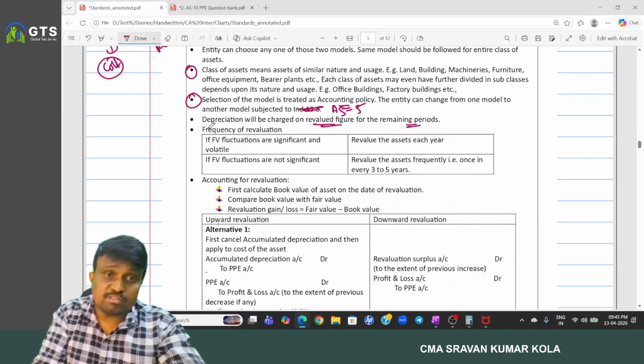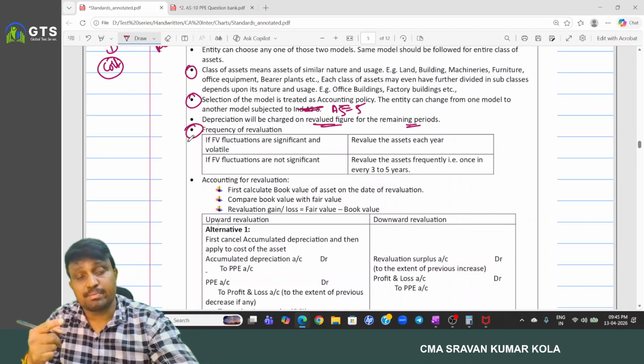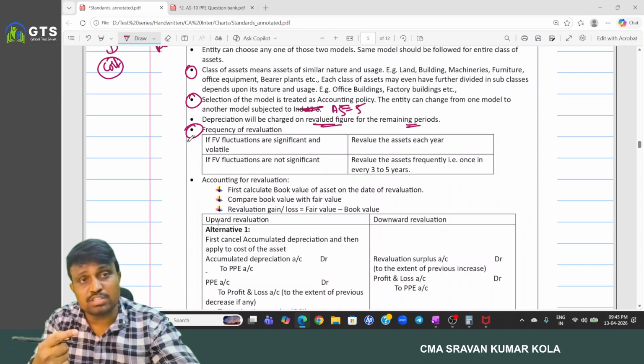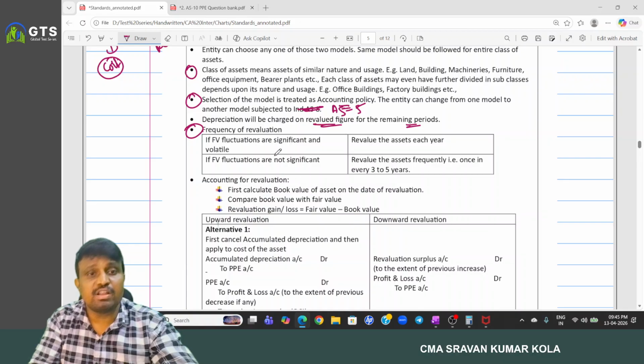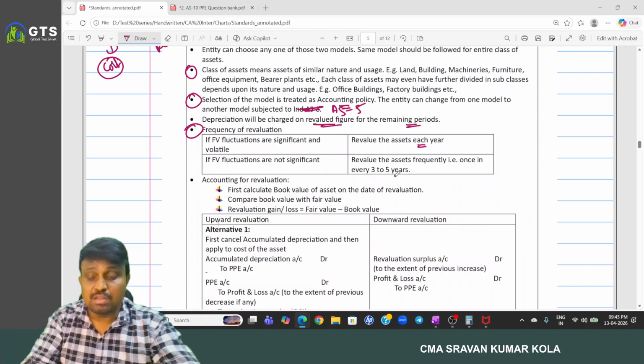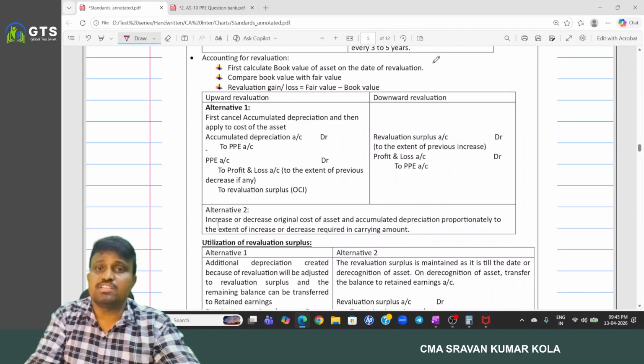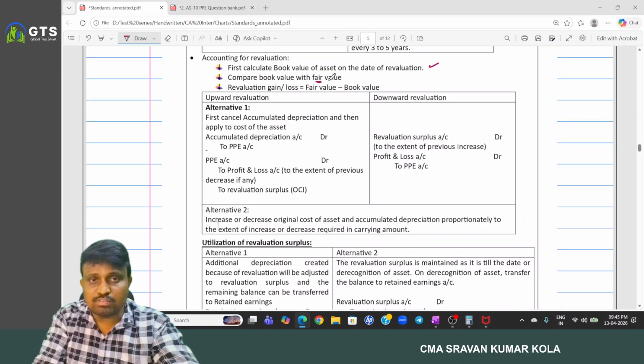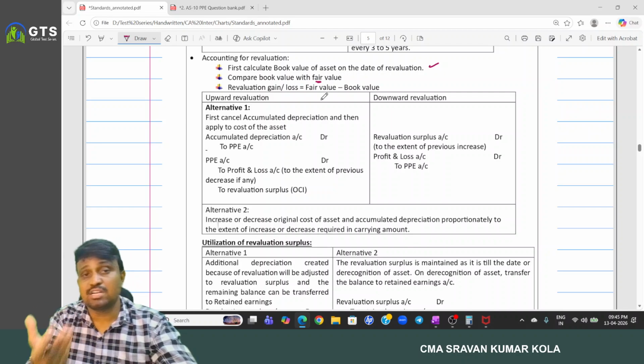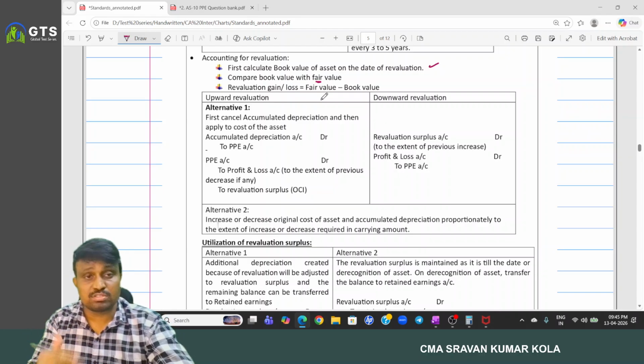And in case of revaluation, how is the revaluation done? It depends upon whether fair value fluctuations are frequent or not. If fair value fluctuations are very frequent, then revalue the asset at the end of each year. Otherwise, once in 3 or 4 years is enough, at regular intervals of time. And how is the accounting done? First, calculate the book value, and the book value is compared with the fair value of the asset, and the difference is treated as either revaluation gain or revaluation loss.